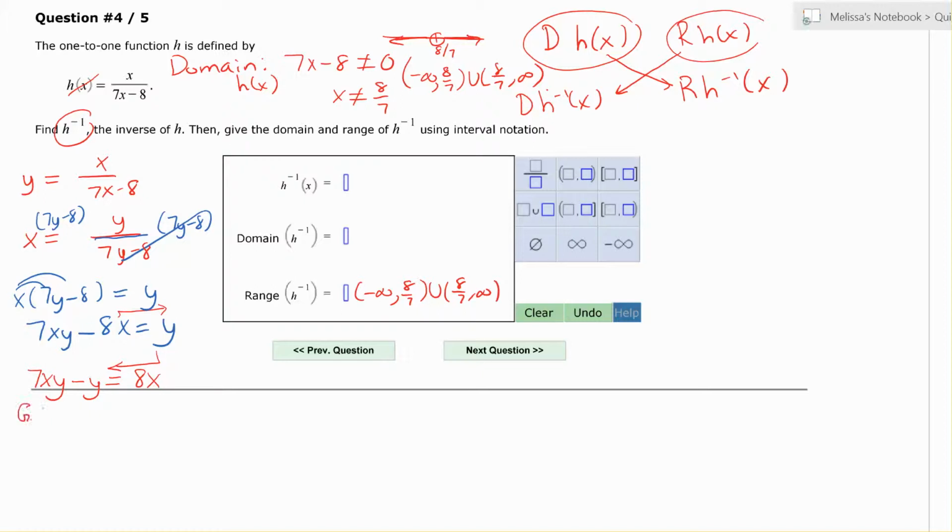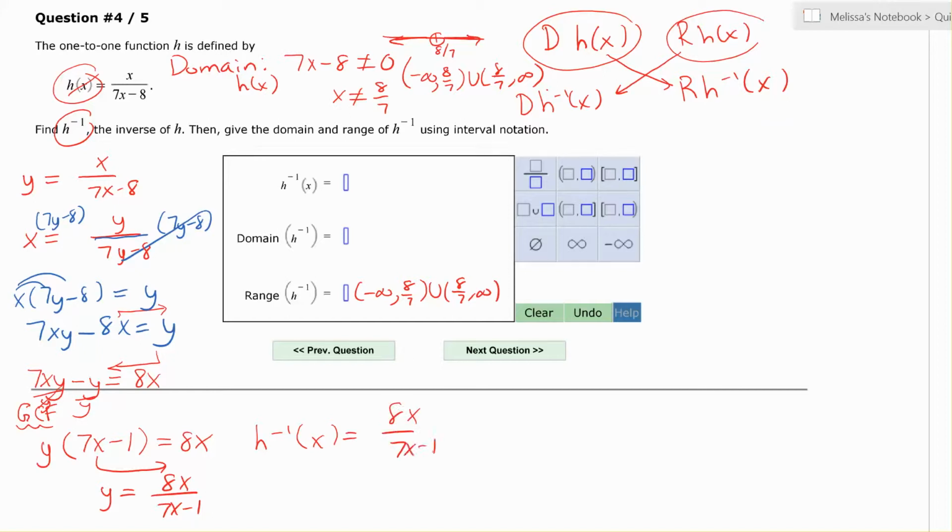Next I need to do a GCF. I'm going to factor out the common y. So I get y times parentheses, and when I factor out the y, I get 7x minus 1, since y goes into itself one time. The last step is to divide this group away from y. So y equals 8x divided by 7x minus 1. Since the original function is h of x, this is h inverse of x. So I now know the answer for h inverse of x. It's 8x divided by 7x minus 1.